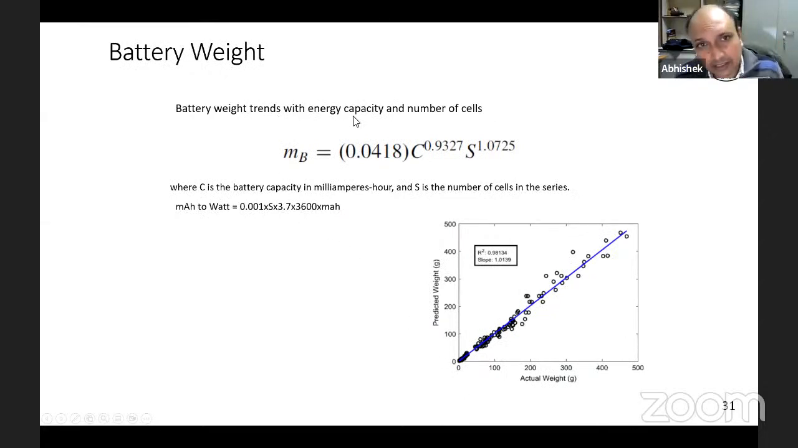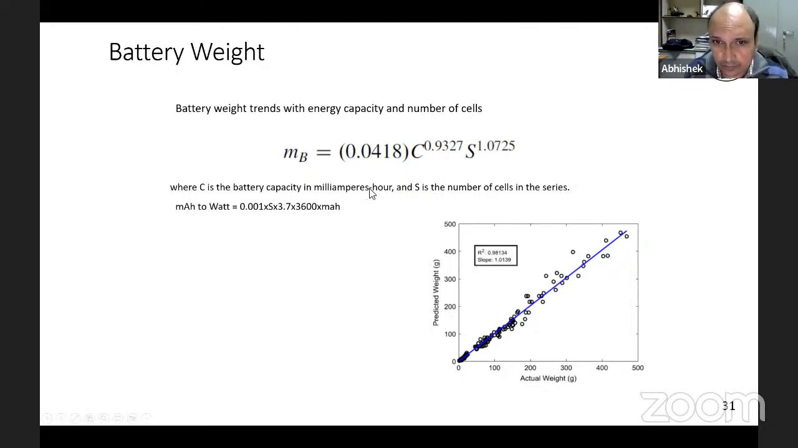The battery weight trends with energy capacity and the number of cells. So a similar kind of thing was done here, where C is the capacity of the battery in milliampere hours. It's a small system, so you don't talk about ampere hours, you talk about milliampere hours. And S is the number of cells which are in series. So if I have 3 cells, 3 into 3.7, 11.4 volts there, or sorry, 11.1 volts rather.